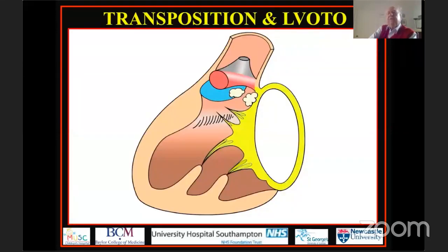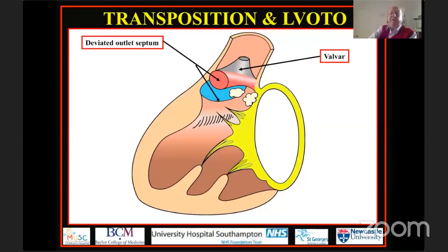So the other feature, the major feature we take into account when we're looking at complexity in the setting of transposition is obstruction of the left ventricular outflow tract. And here we know that anything that in the normal heart produces subaortic obstruction in the setting of transposition, because of the discordant ventricular arterial connections, will produce subpulmonary obstruction. So we can find obstruction at the level of the pulmonary valve, but perhaps most importantly is when we have caudal deviation of the outlet septum narrowing the subpulmonary outflow tract.